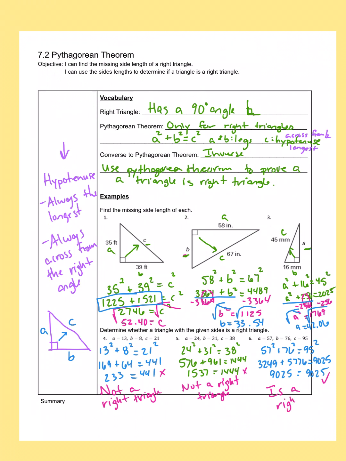So if the Pythagorean theorem works, it must be a right triangle, like in this last one. Or if the Pythagorean theorem does not work, like in numbers 4 and 5, then that's because it's not a right triangle.